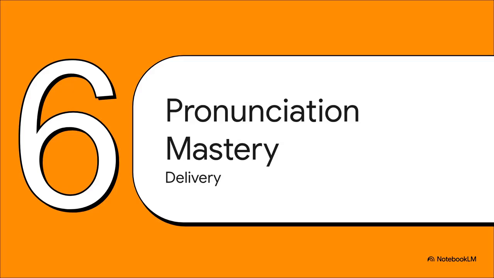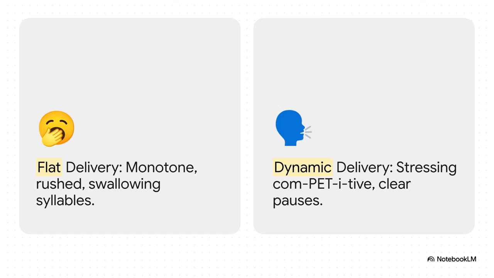Finally, Section 6, Delivery and Pronunciation Mastery. Okay, so you have the perfect script, but how you actually voice these words under the ticking clock is critical. There is a massive difference between a passing grade and a top-tier score. A flat delivery is monotone, rushed, and swallows syllables, but a dynamic delivery, that means you don't rush. You deliberately stress syllables, say competitive or independent, and crucially, use clear pauses after your linkers. When you say besides that, let it breathe for a microsecond. It makes you sound naturally confident and completely in control of the pace.